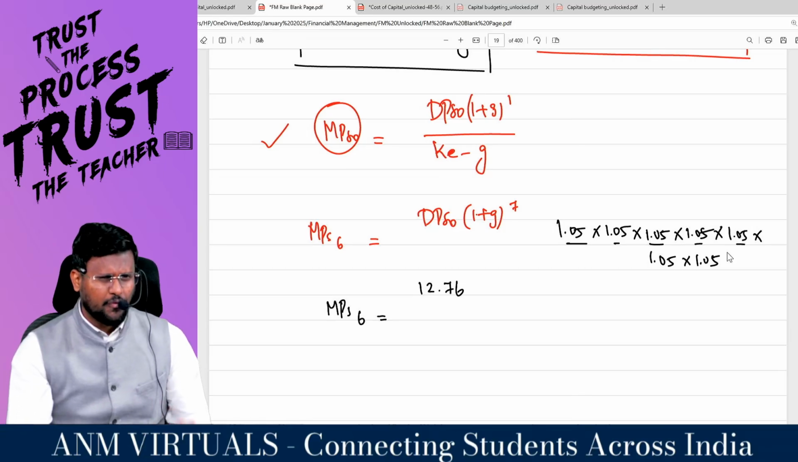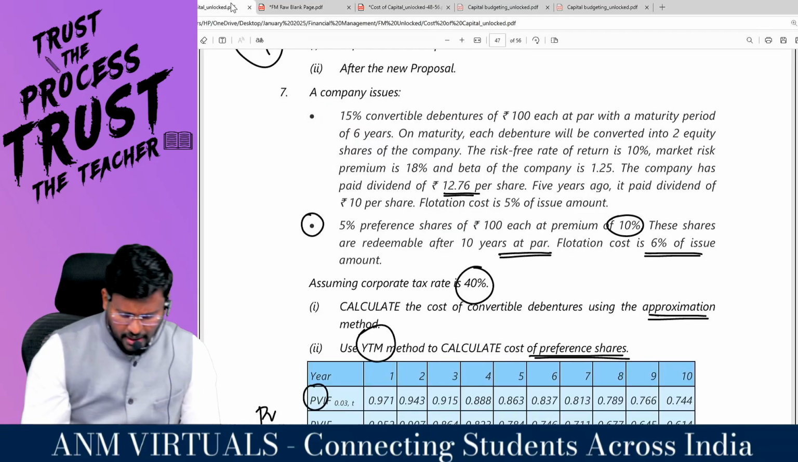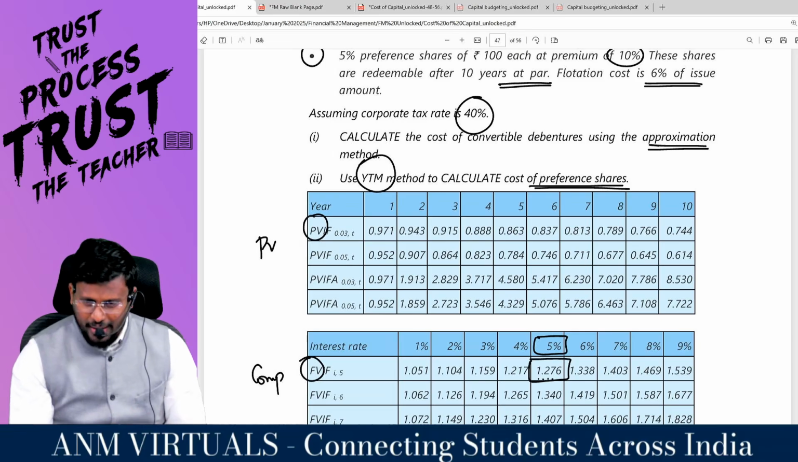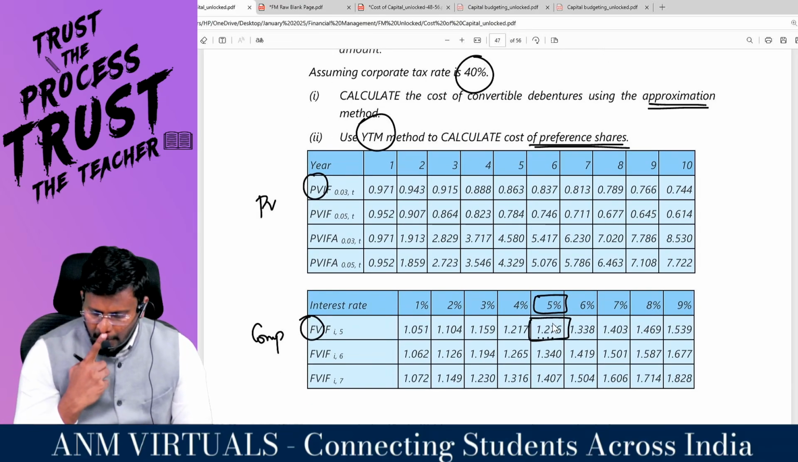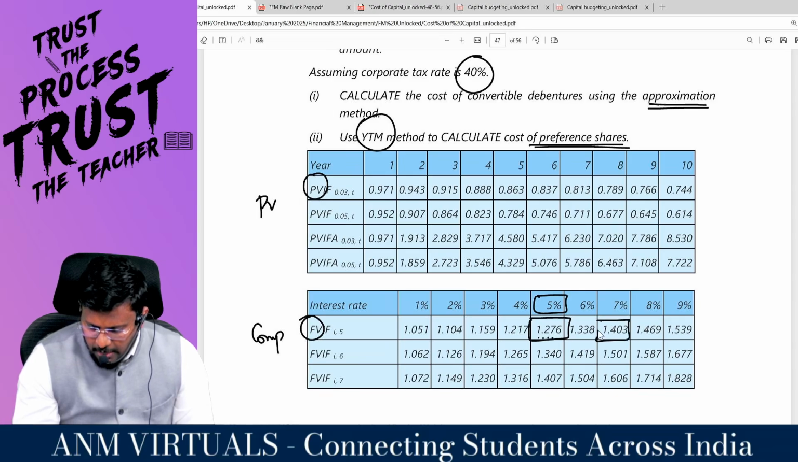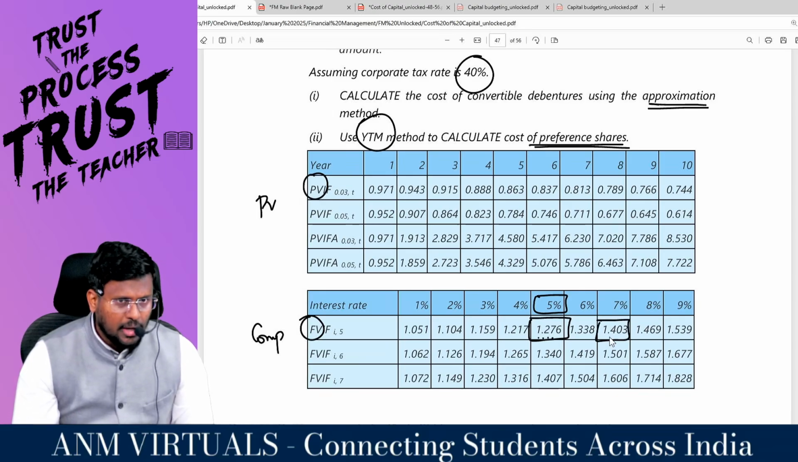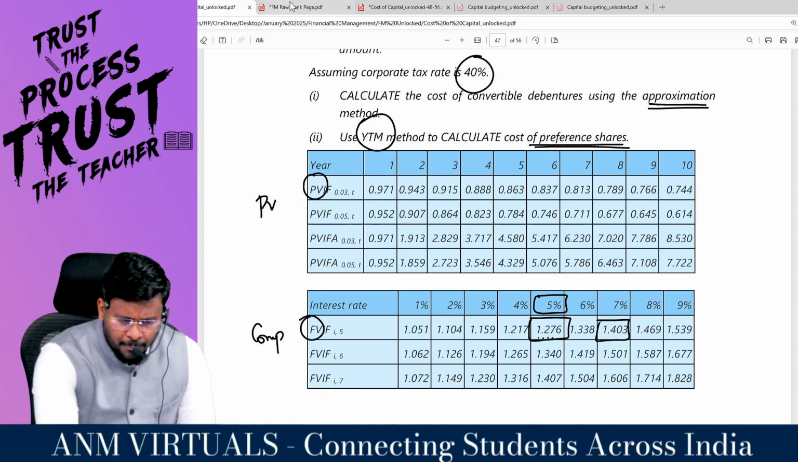Don't use the calculator for 1.05 into 1.05. They have given a table. Why are you worrying? The future value factor is given. At the rate of how much percent? 5%. For 7 years it comes to 1.403. Are you all getting 1.403?